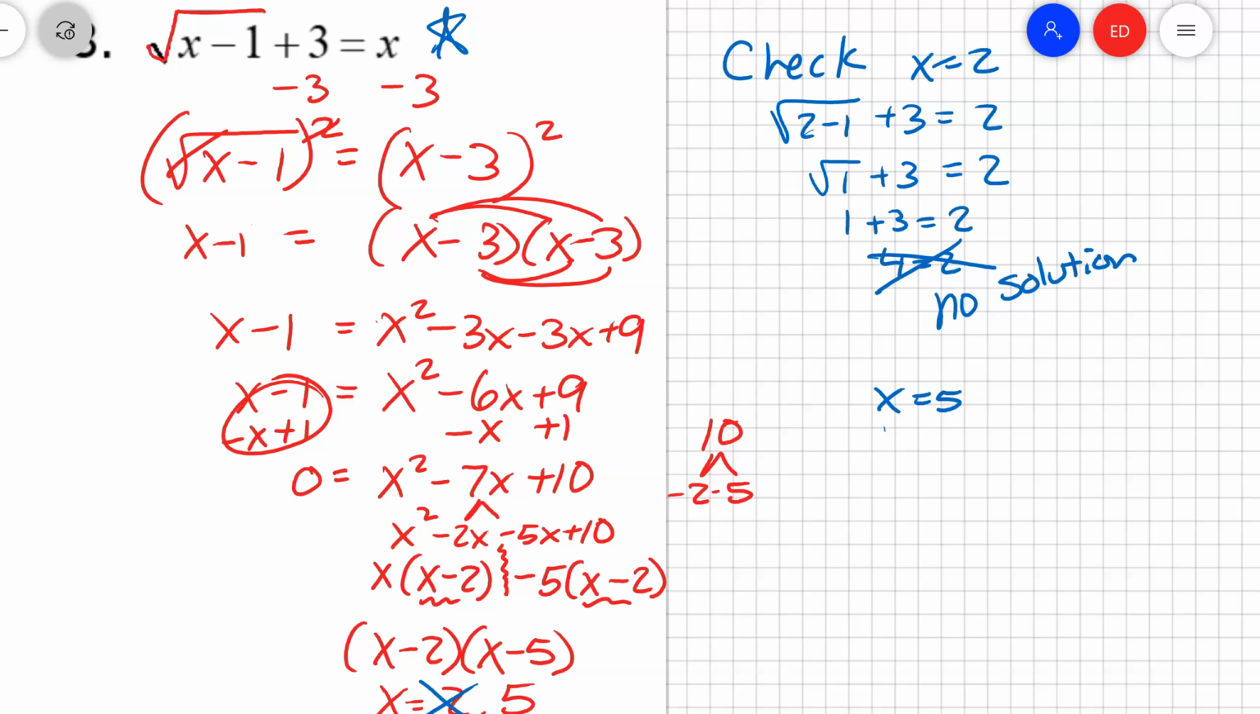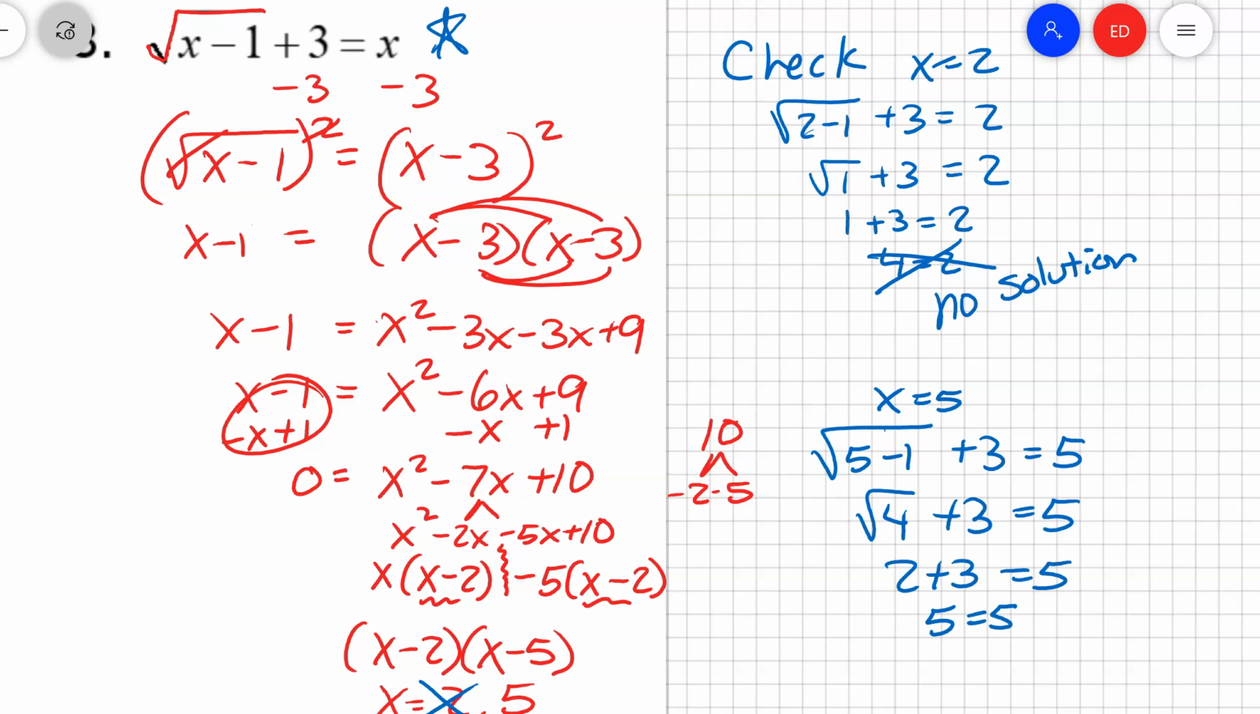Let's take a look at 5. So we substitute that back in. The square root of 5 minus 1, plus 3 equals 5. Okay, 5 minus 1 is going to give us the square root of 4, plus 3 equals 5. The square root of 4 is just going to give us 2. Check it out. We've got 5 equals 5. Woohoo! So that means that x equals 5 is our only solution for this equation.